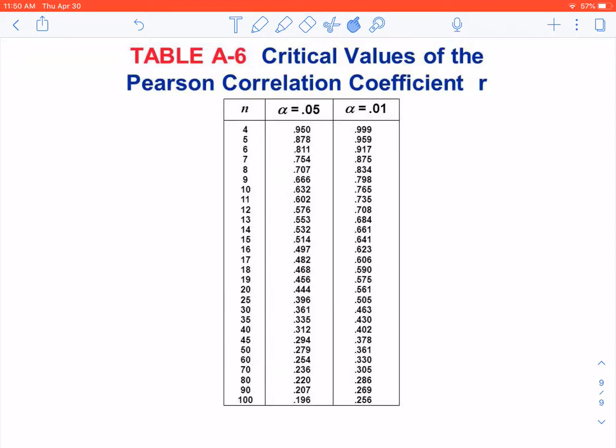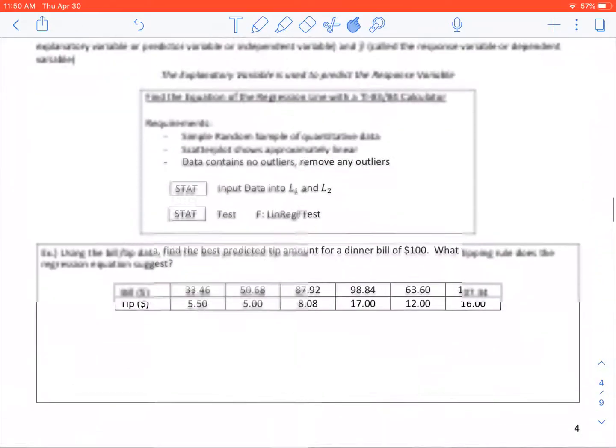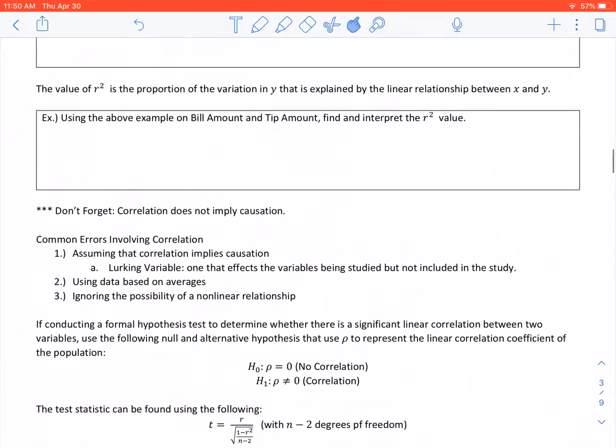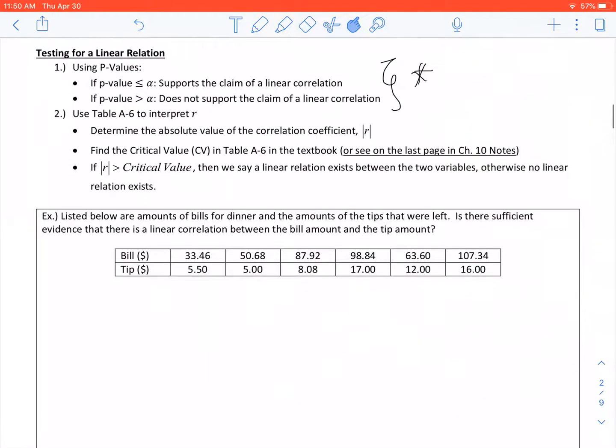But here's our critical values. This would be given to you guys on the exam for you to use. So going back to the notes. But that is, again, on the last page of the packet.